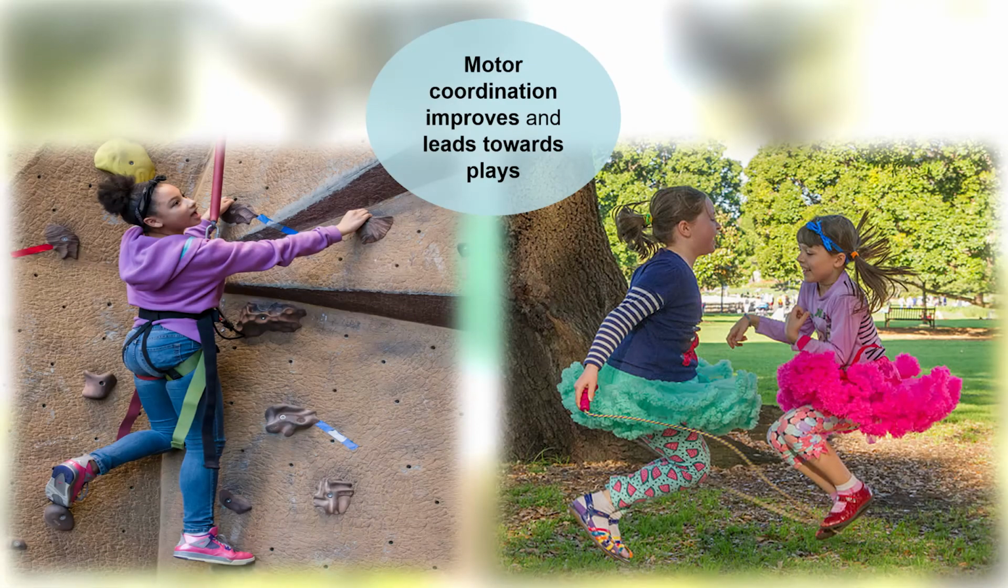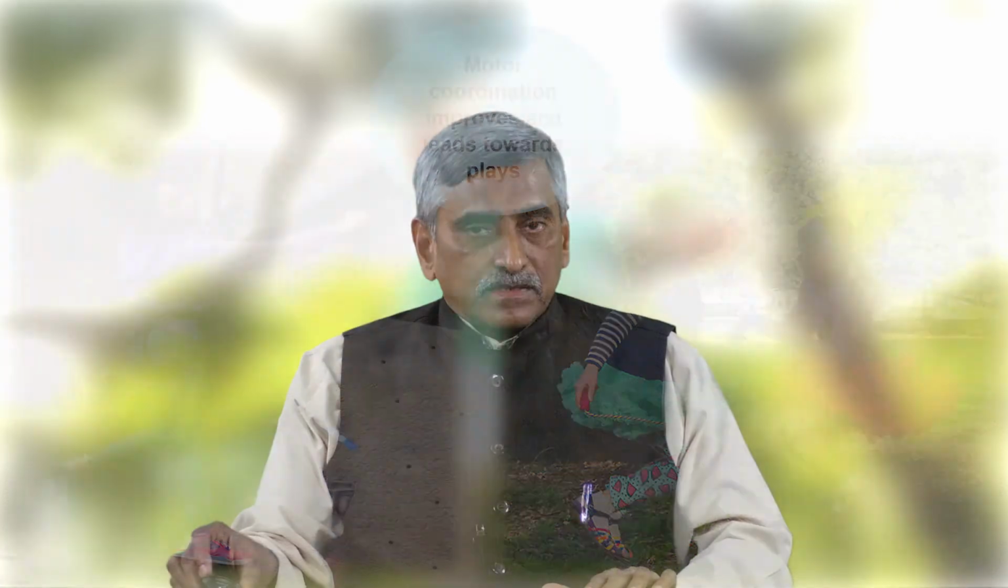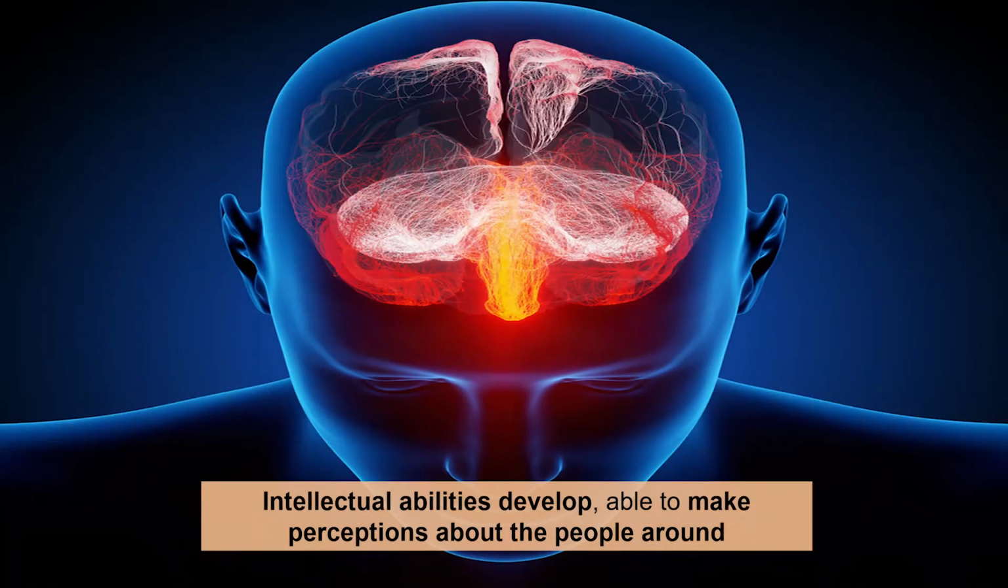Motor coordination improves, and it leads to play like climbing, jumping, skipping, running, and all sorts of activities the child would be in a position to perform, because more and more coordination will be there in this later childhood stage. At the same time, intellectual abilities also develop, and the child will be able to make perceptions about the people around him or her.